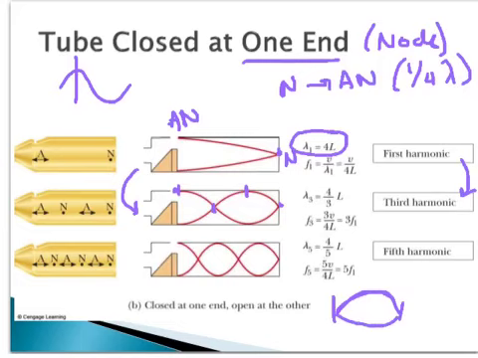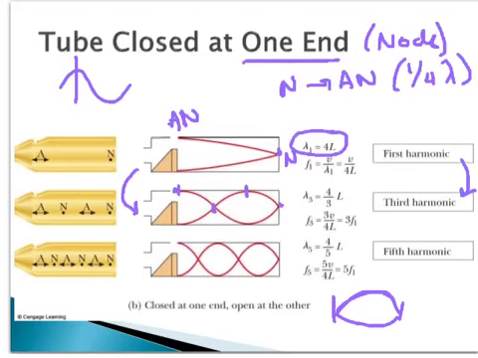So it would look like a half a wave, going from a quarter to a half. But we're jumping from a quarter, not to a half, but actually to 3/4 of a wave. All right? So we are jumping from the first to third harmonic. And this is an important thing about closed at one end: we are not going from first, second, third. We're going from first to third.